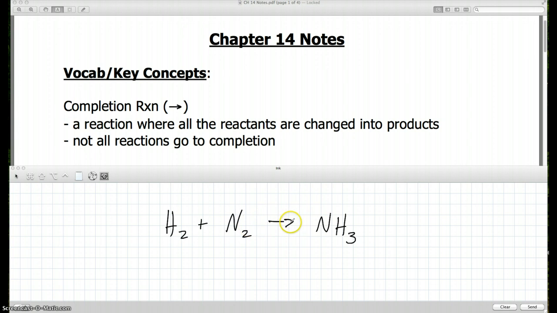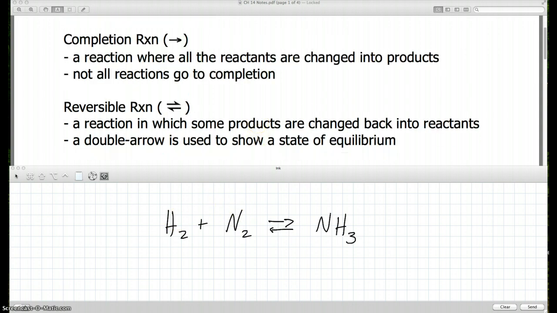In the real world, though, a lot of reactions aren't just one-way streets like this. They're not just one direction. At the same time that this is happening, the reverse is actually also happening. The NH3 is turning back into H2 and N2. And that's what we call a reversible reaction. And we use this kind of fancy double arrow. It's actually kind of two half arrows. So there's one half arrow, there's the other half arrow, to show that it's reversible.